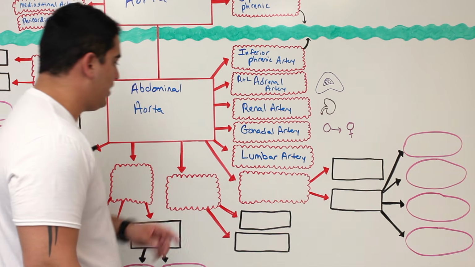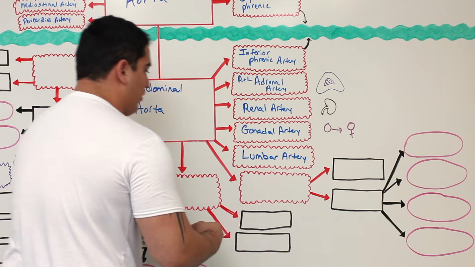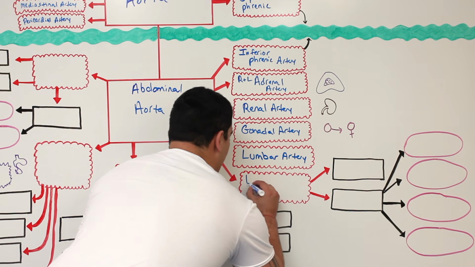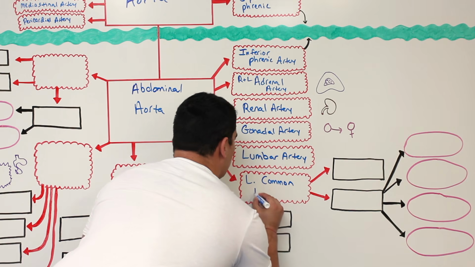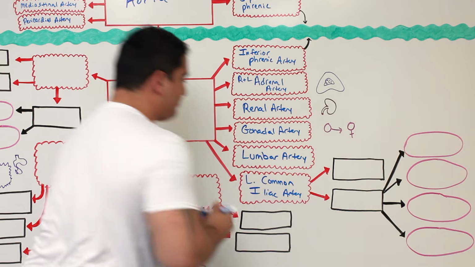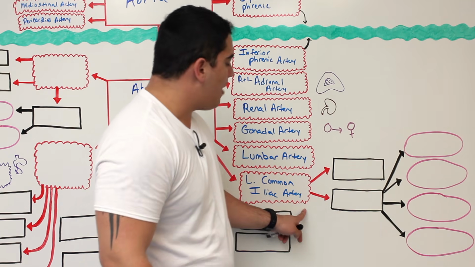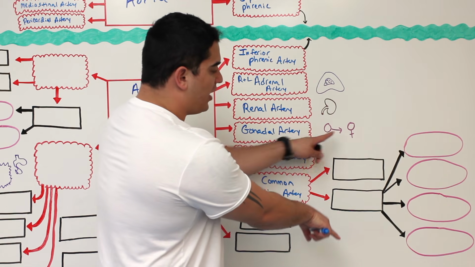Let's say that, just to be consistent, this is going to be the left side and this will be the right one. So for example, this will be the left common iliac. So I'm going to put left common iliac artery. Then, left common iliac artery can branch, okay? So it can branch into an external branch and an internal branch.